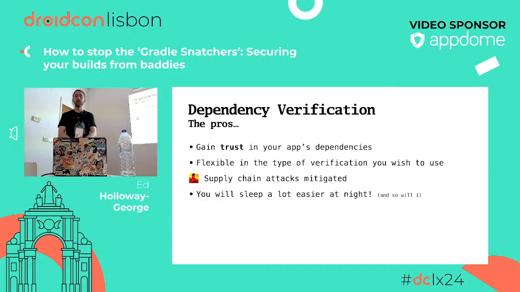Supply chain attacks are also mitigated. Supply chain attacks, as we talked about, are something that we don't really think about as developers. If we see an attack surface, the attack surface for us usually feels like the app. No, this goes beyond this. This is looking at making sure that we actually secure our tooling as well. And obviously by doing this, you're going to sleep a lot easier at night, and so will I, because I know you guys will be doing the right thing.